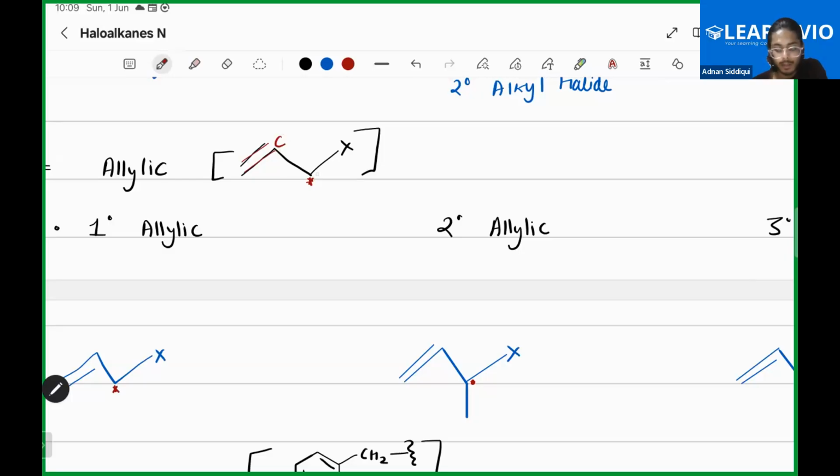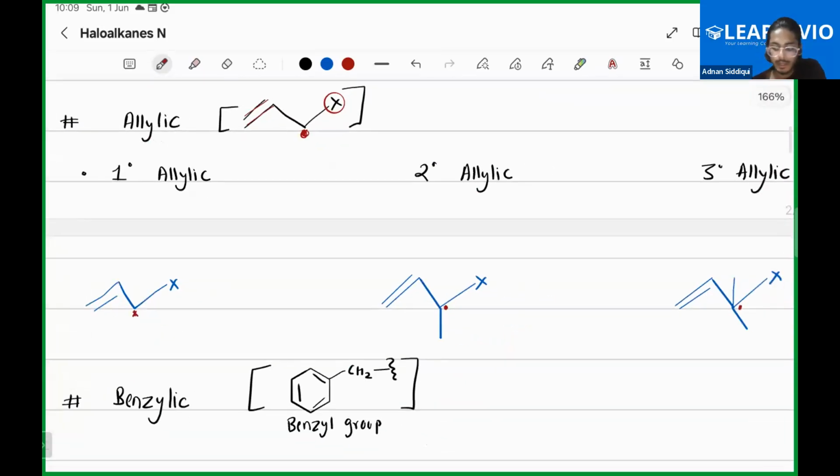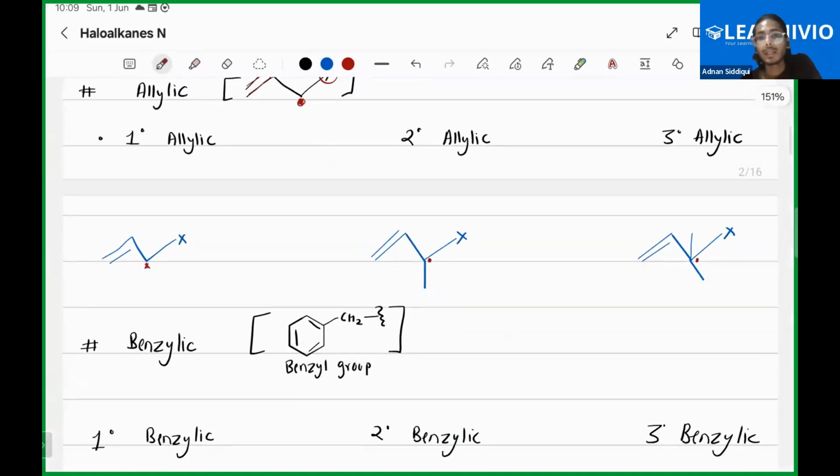of this double bonded carbon, if we have a halogen on the next carbon of the double bonded carbon, which is directly connected to this highlighted carbon, then this position is allylic position, right? Is this clear? Yes, sir. We will again talk about 1 degree, 2 degree, and 3 degree allylic position.